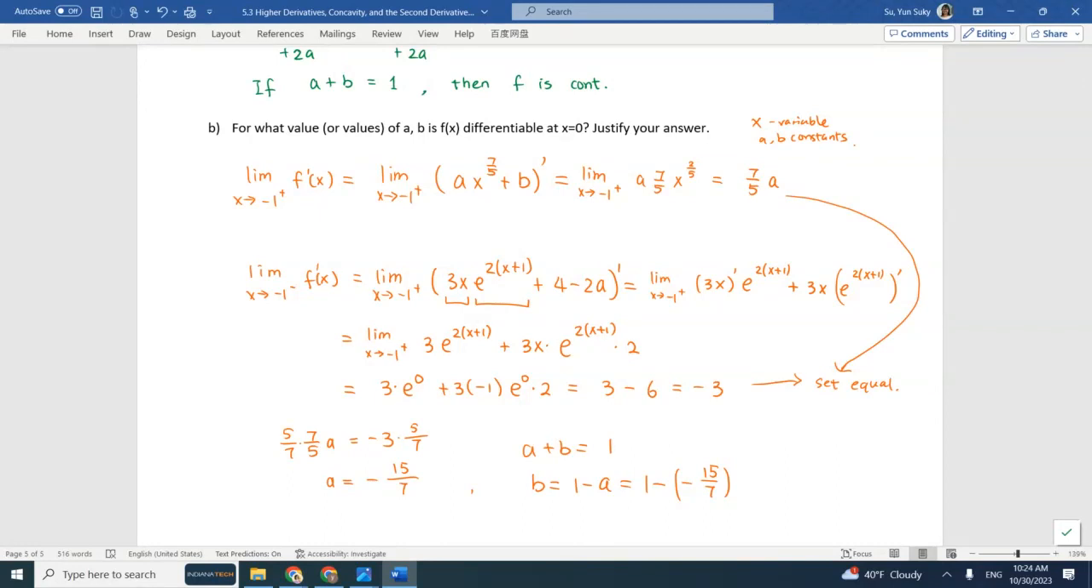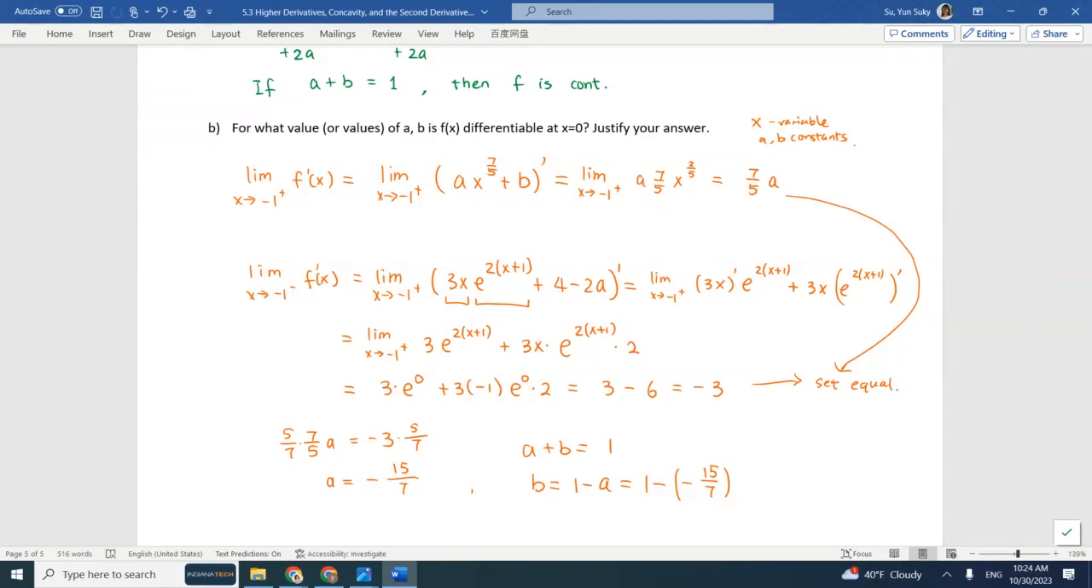And a function is differentiable. First of all, it must be continuous. Do you remember that theorem? Differentiable implies continuous. Not continuous implies not differentiable. Therefore, for the non-differentiable examples, you have 3 cases.